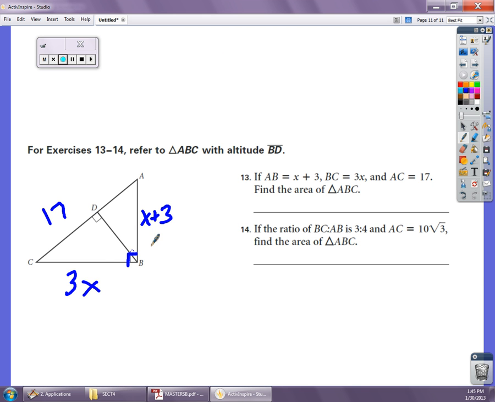These are the legs of a right triangle. So I can do x plus 3 squared and 3x squared is equal to 17 squared. So this gets a little tricky.